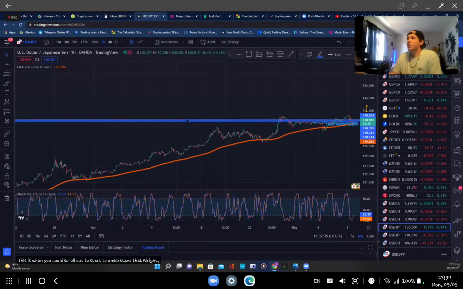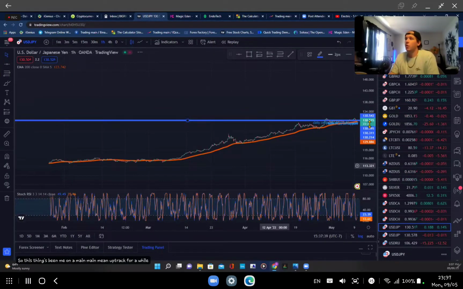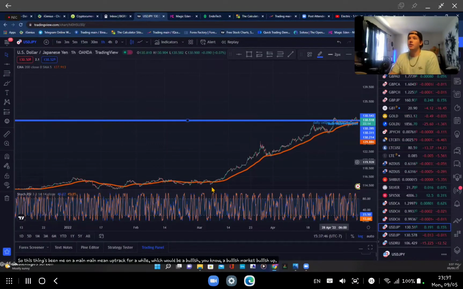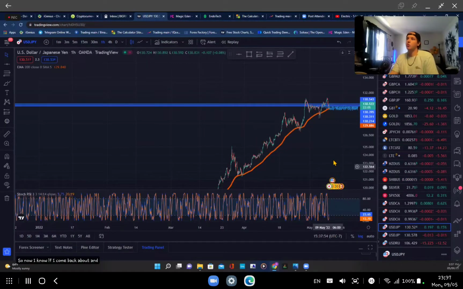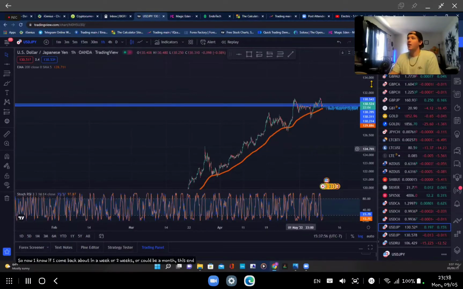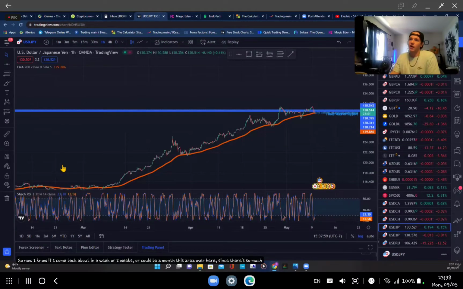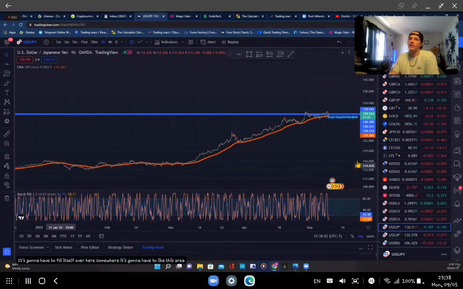All right. So this thing's been on a mean uptrend for a while, which would be a bullish market, bullish up. So look at this. This thing shot up, right? So now I know if I come back in a week or 2 weeks, or it could be a month, this area over here, since there's so much action over here, it's going to have to fill itself over here somewhere. It's going to have to. This area in the market is dying right now. It's empty. So it's going to refill itself, right?